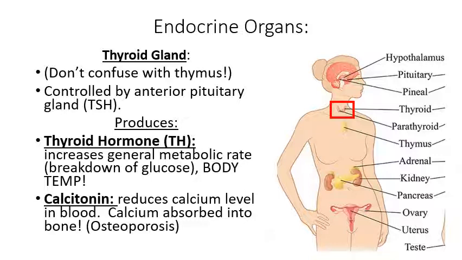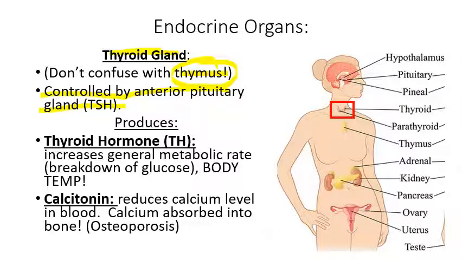Okay, so first of all, don't confuse the thyroid with the thymus. The two words sound very similar, but of course the thymus is part of the immune system. It's where the T helper cells become educated and learn the difference between your tissues and other tissues, right? So the thyroid gland is controlled by the anterior pituitary gland when it produces thyroid stimulating hormone.